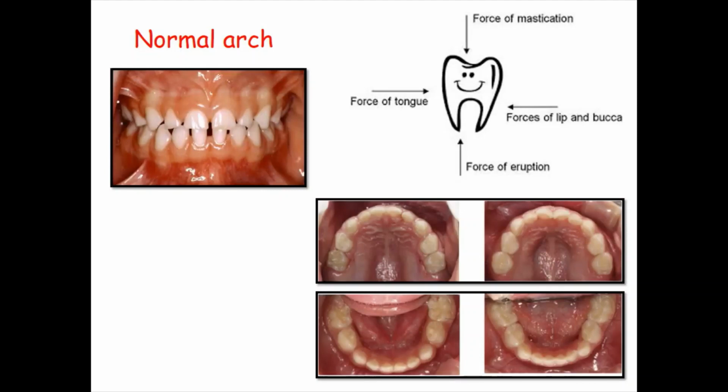In a normal arch, there are natural forces which are exerted on the tooth. These forces are the force of mastication, force of eruption, force from the tongue, and forces of the lip and buccal mucosa. The force of mastication and the force of eruption maintain a constant vertical relationship, while the muscular forces, that is the forces of the tongue, lips, and cheek, tend to limit the buccal, labial, or lingual movements of the teeth.